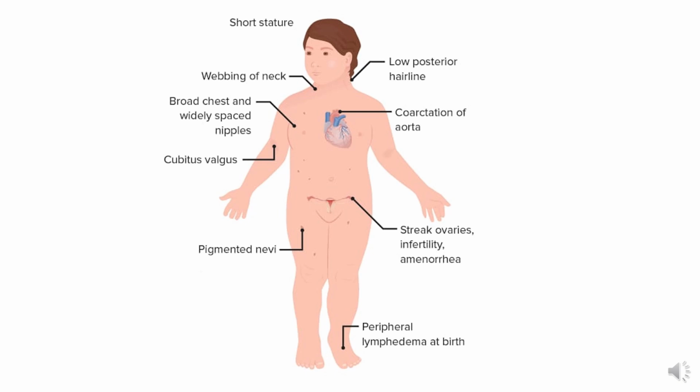Here are the features of the Turner syndrome. They are short stature, female looking. Webbing of the neck is there. Neck having fold. Low posterior hairline. Coarctation of the aorta. That is the narrowing of the aorta. Broad chest and widely spaced nipples. Cubitus valgus. Pigmented nevi, that is pigments are present. Streak ovaries, infertility, amenorrhea. That is streak ovaries, very small ovaries, infertile and amenorrhea. Peripheral edema, lymphedema at birth.